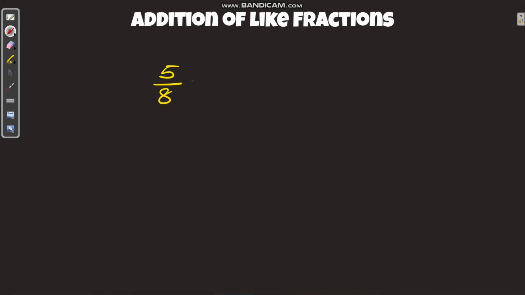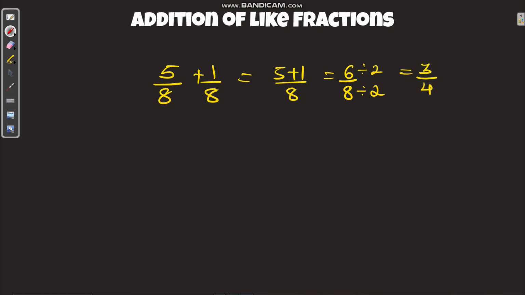So 5 by 8 plus 1 by 8. If you do this, because it's a like fraction, you just add the numerators. Answer is 6 by 8. But can I reduce it? So you reduce it. So the HCF of 6 and 8 is 2. So divided by 2, your answer will be 3 by 4. This is your final answer. The first question. Next one, let's take 7 by 9 plus 4 by 9.